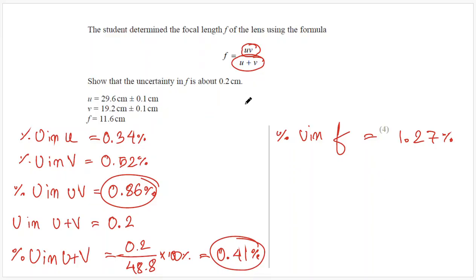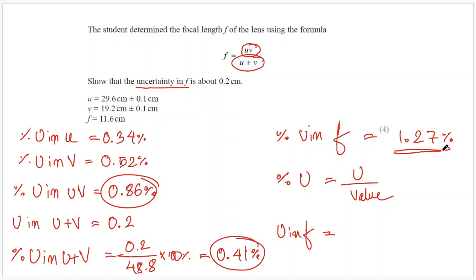No, you're not. Because the question did not ask you to find out percentage uncertainty. The question asked you to find out uncertainty. Now you recall the equation. Percentage uncertainty equals uncertainty by value. So uncertainty in F equals percentage uncertainty times value. So I just found out the percentage uncertainty, which is 1.27% times the value of F is 11.6.